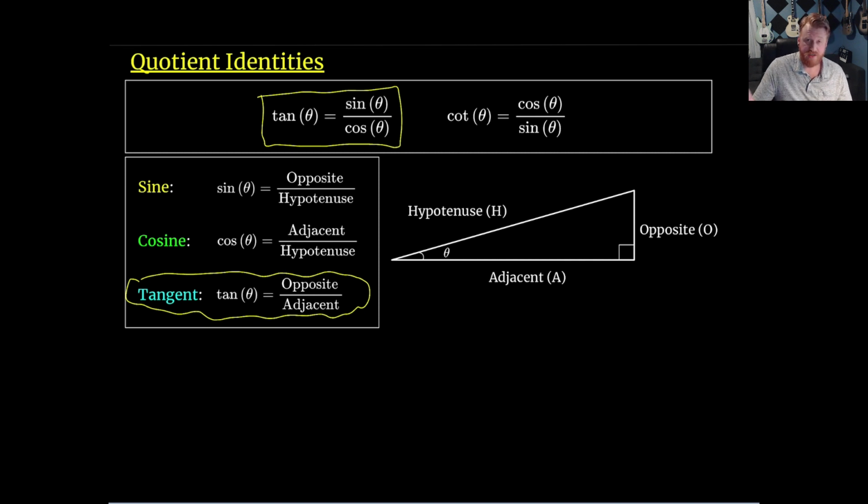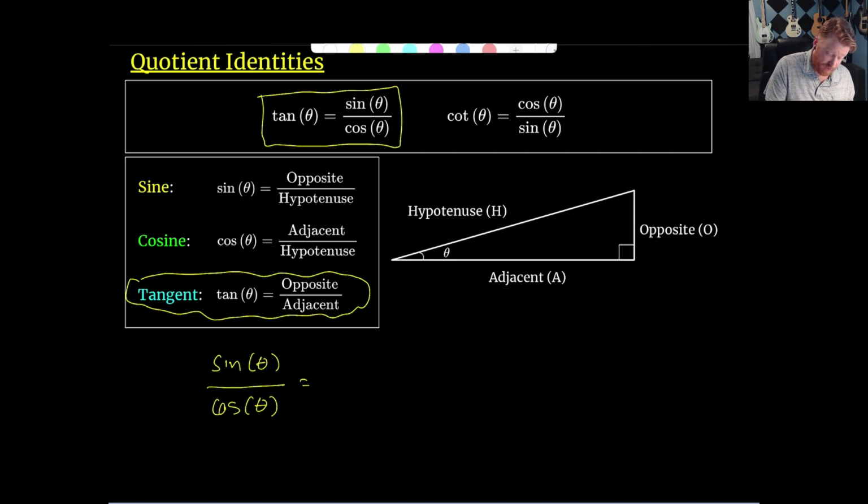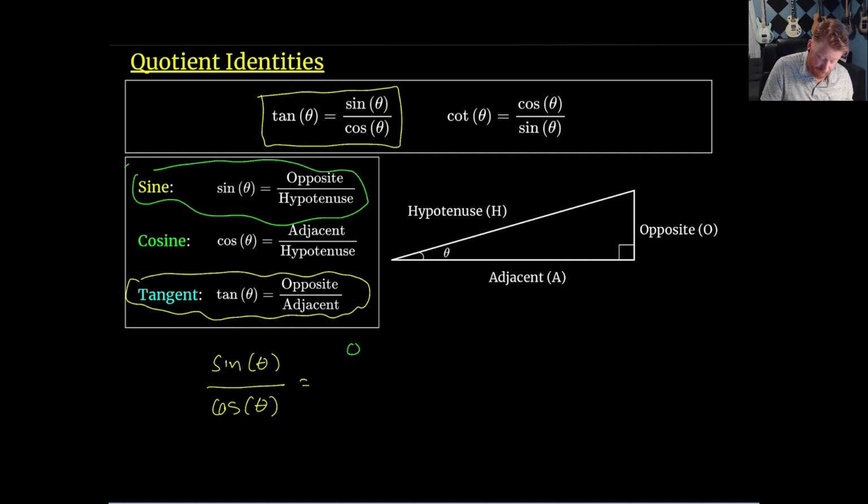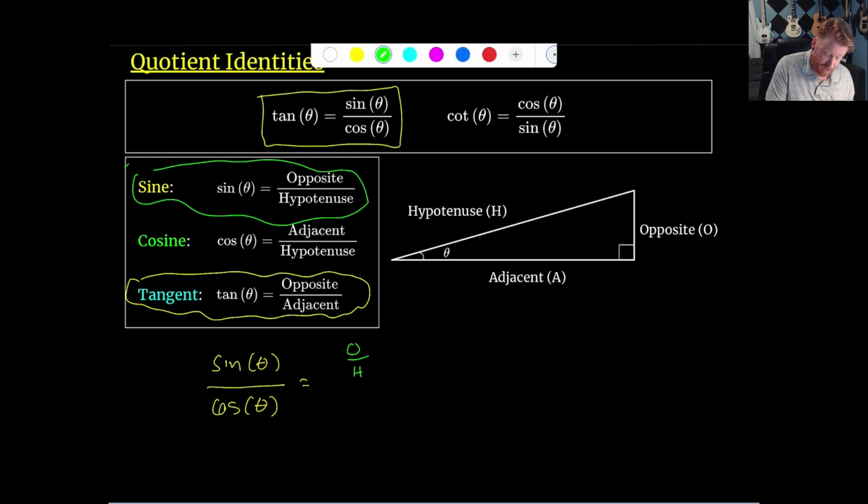When we're proving identities, we usually start with the more complicated side. So I'm going to start with sine of theta over cosine of theta. And what I'm going to do is rewrite this using some of these relationships that I have here. I know that the sine of theta is, maybe I can color code as I go, the opposite over the hypotenuse. So there's opposite over hypotenuse. And then we know that the cosine of theta is the adjacent over the hypotenuse. So adjacent over hypotenuse.